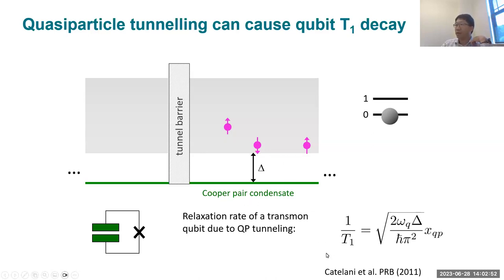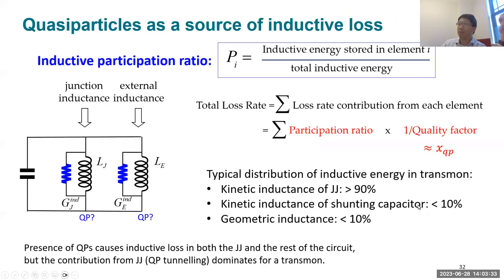So this is an expression relating the T1 time caused by quasi-particle tunneling in the transmon to the quasi-particle density, a dimensionless number in your superconductor. The coefficient here, with the qubit frequency and superconducting gap, turns out to be on the order of unity. Generally speaking, XQP is like the inverse quality factor of your superconductor. So if you have an XQP of 10 to the minus 6, that roughly corresponds to a quality factor of a million, or a T1 time on the order of a few tens of microseconds. That is what's happening with superconductors that are not pure and contain quasi-particles.